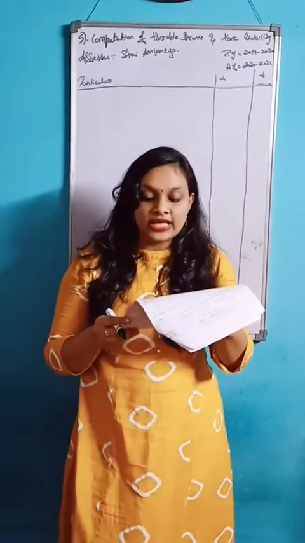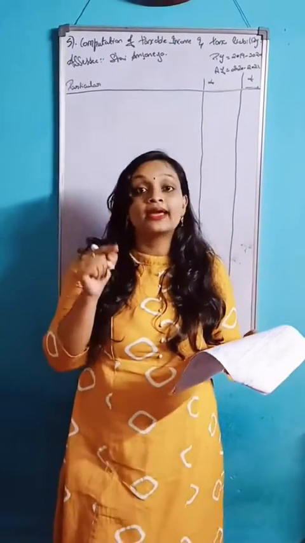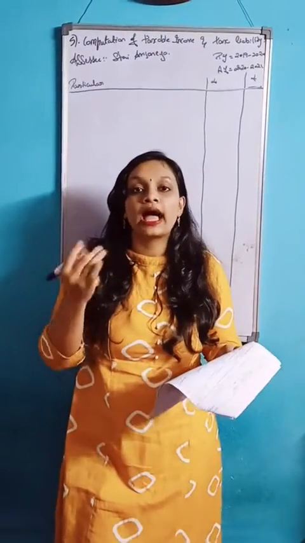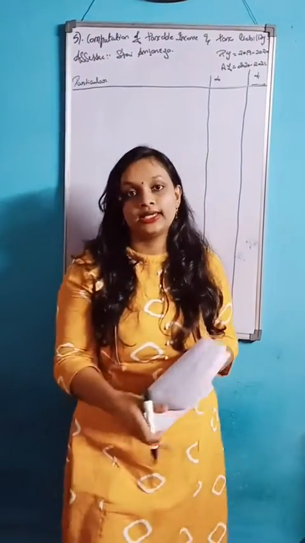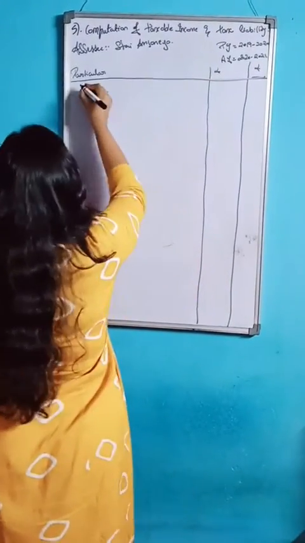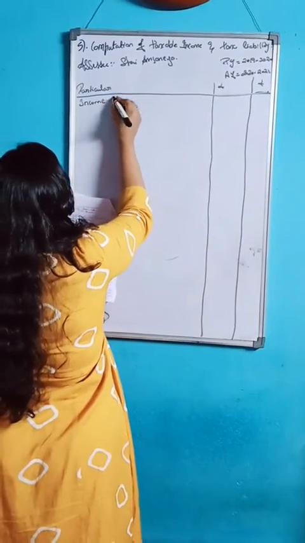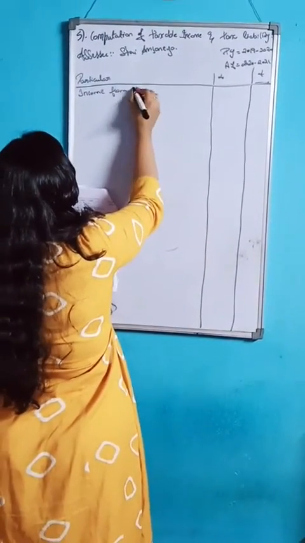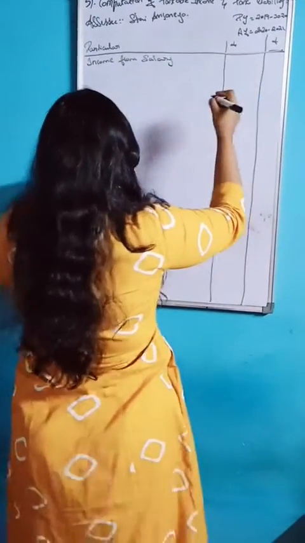So income from salary computed rupees 4 lakh. So in the question they have mentioned the bracket computed. So you should write direct amount in the amount column, that is 4 lakh. There is no TDS to calculate. Okay. So income from salary, that is 4 lakh.